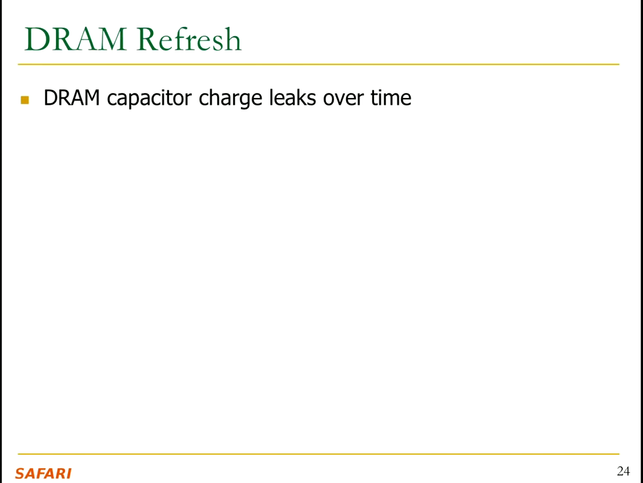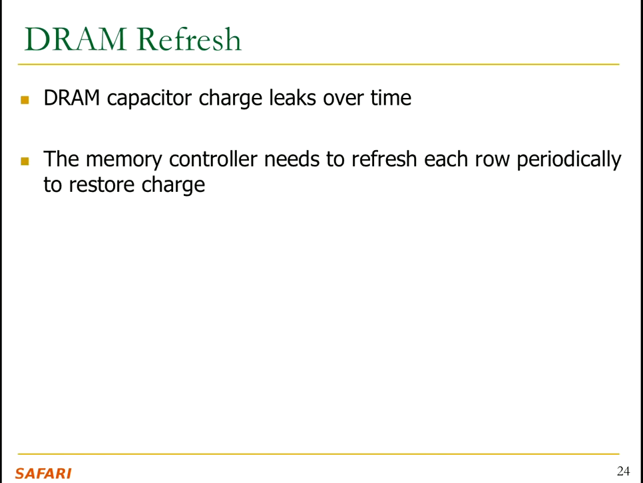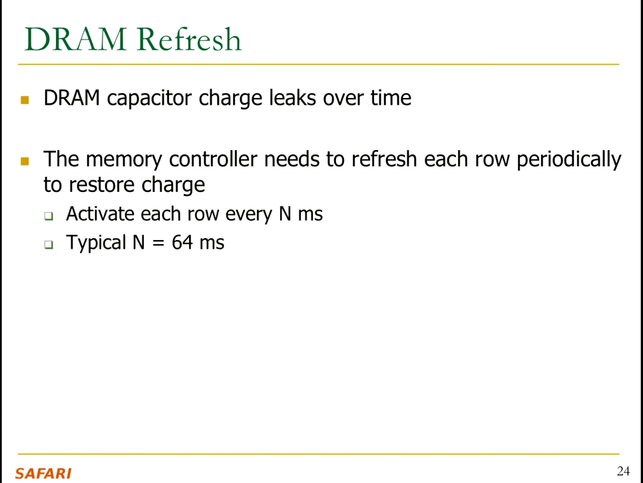So far, so good, right? It's a good enough abstraction level. You don't need to know more, I think. You don't need to know how electrons actually move from one place to another. Okay. So the memory controller needs to refresh each row periodically to restore the charge. This means you need to activate each row every n milliseconds. Remember the activate in the previous mystery? We basically need to activate.